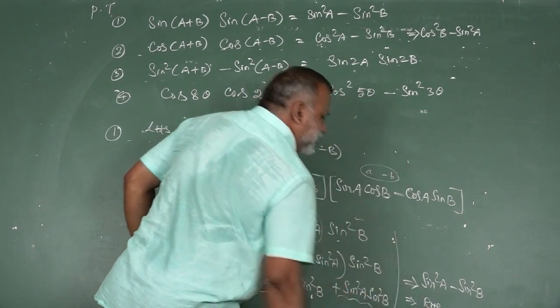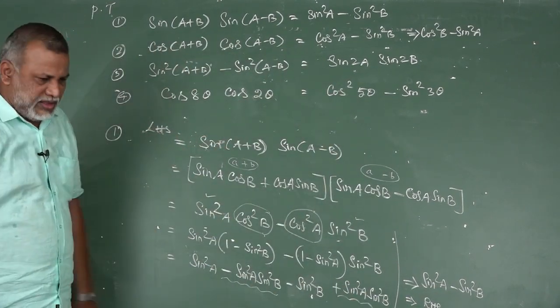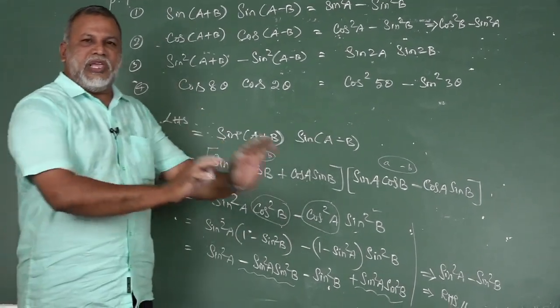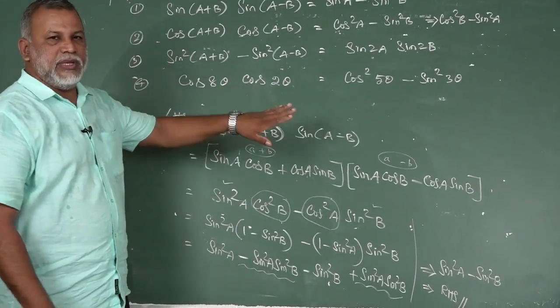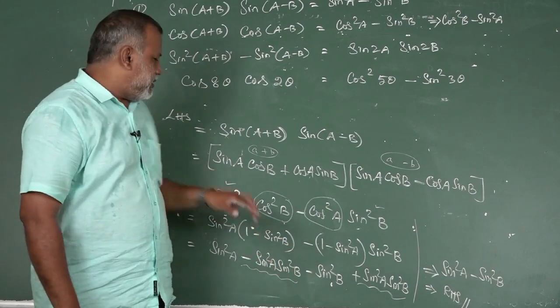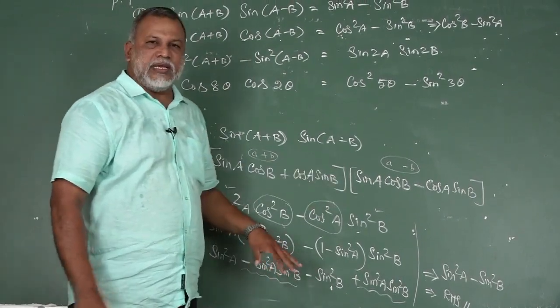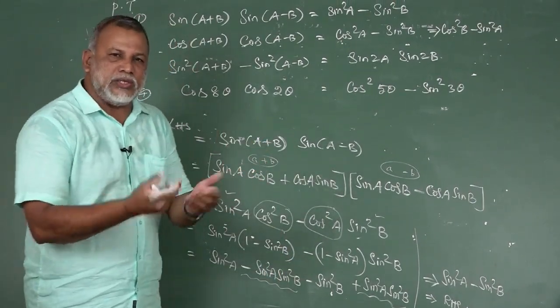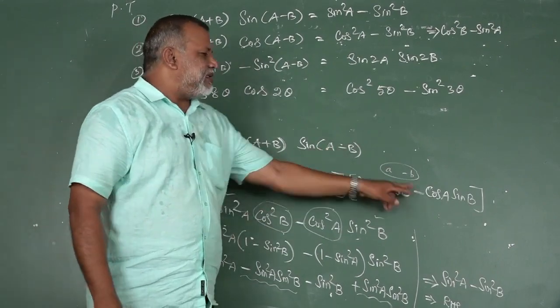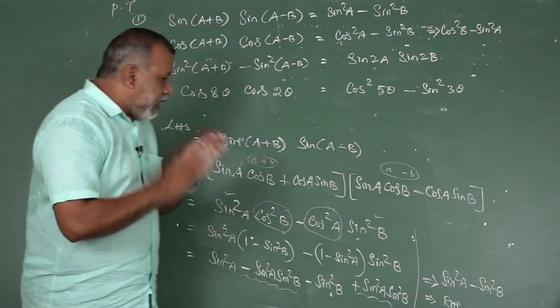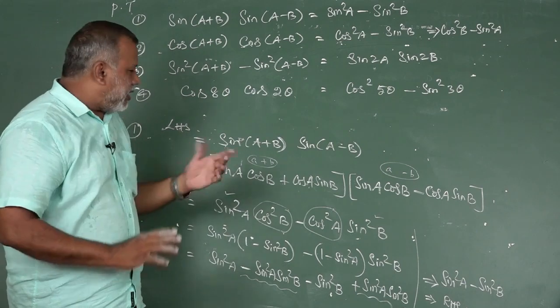So no need to memorize anything. Just use the application knowledge. Sin of A plus B, that is the formula already derived: sin A cos B plus cos A sin B. That is the only knowledge you need. Then for the negative, in between you get a negative. Immediately use the application knowledge.